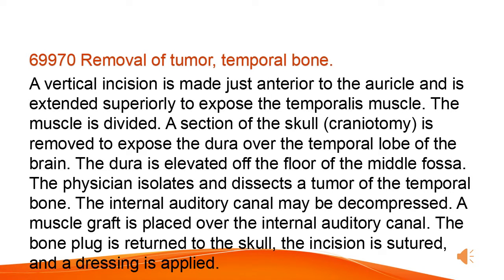Removal of tumor, temporal bone. A vertical incision is made just anterior to the auricle and is extended superiorly to expose the temporalis muscle. The muscle is divided. A section of the skull, craniotomy, is removed to expose the dura over the temporal lobe of the brain. The dura is elevated off the floor of the middle fossa.